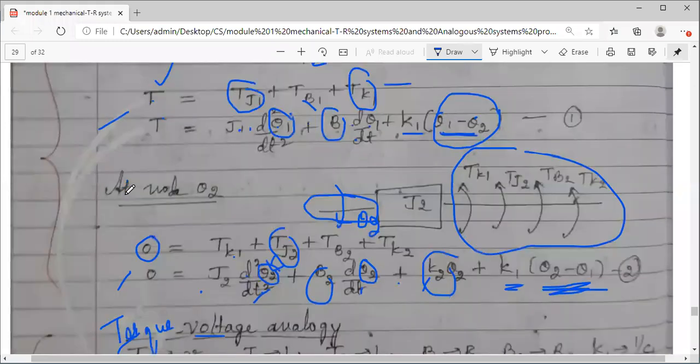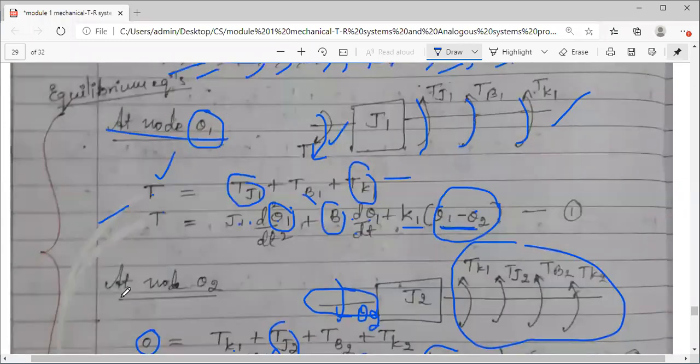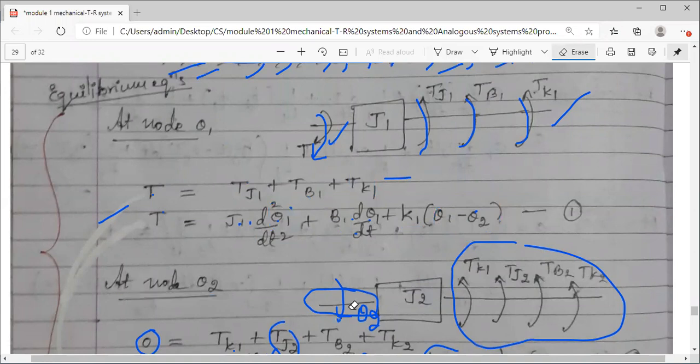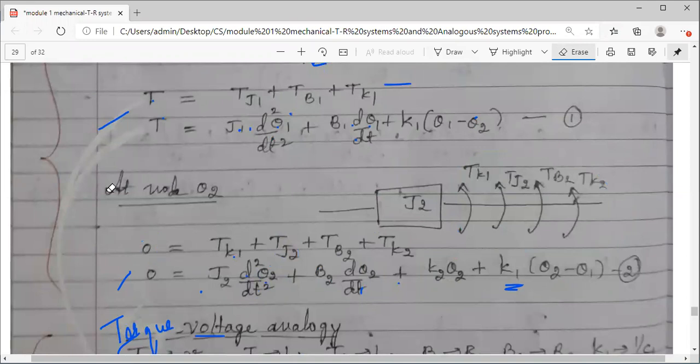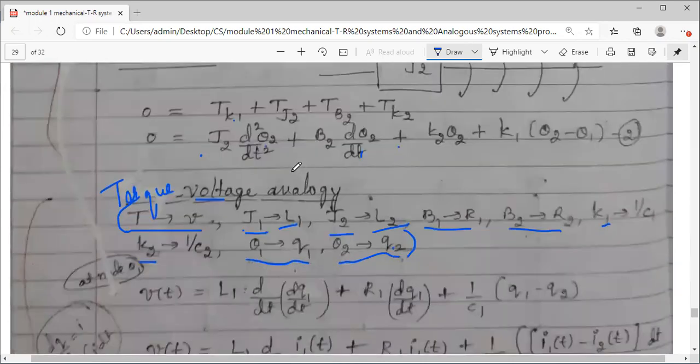Now we have two equations, at node theta 1 and at node theta 2. So what we will do, we will write the equivalent equations at these two nodes. Which two equations will we take? Equation 1 and equation 2. So coming to equation 1, there is the torque, there is J1 theta 1, B1 theta 1, K1 theta 1 minus theta 2. All these quantities I will replace with the equivalent quantities.